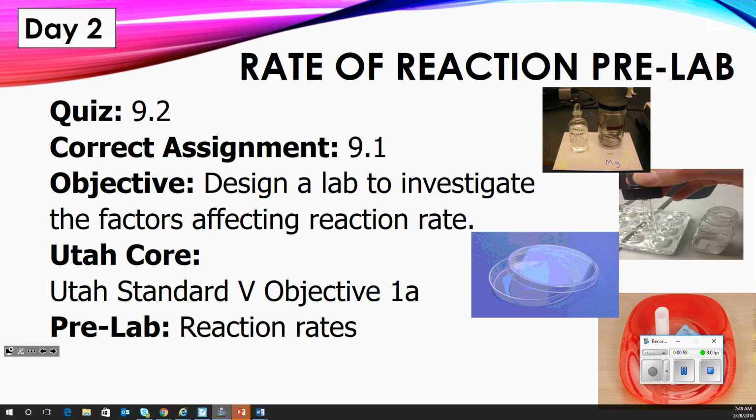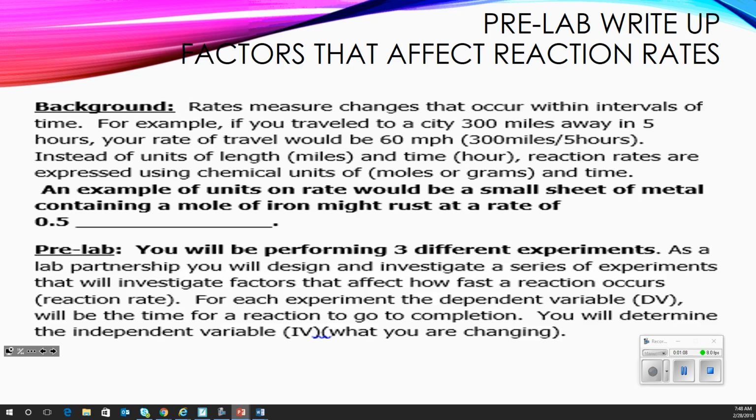This is a lab day. You'll notice that there's no other assignment other than finishing your pre-lab. Okay, it is a pretty big pre-lab. So, let's read a little bit about this first, background. So you're following along with me on your paper.